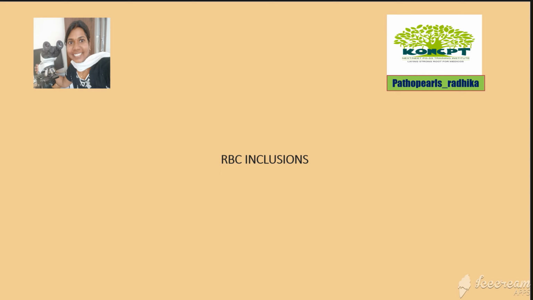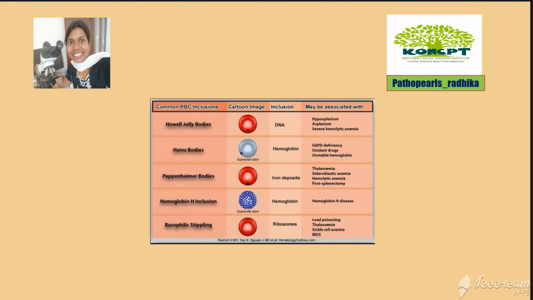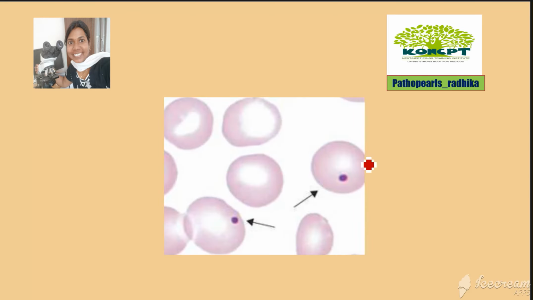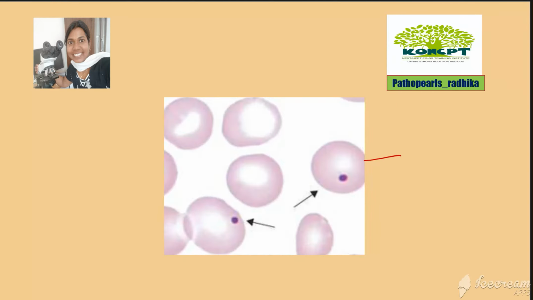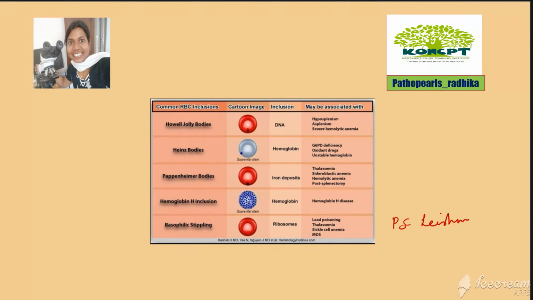The topic is RBC inclusions, one of the most important topics. When you take inclusions in RBCs, first you have to look at what stain it is. Usually the stain done in a peripheral smear is a Leishman stain, which looks like this, with a little bit of a pinkish hue. The other stain is a supravital stain, which looks blue in color, which we use to assess the reticulocyte count. So look at the color of the stain, whether it's a Leishman stain or a supravital stain.